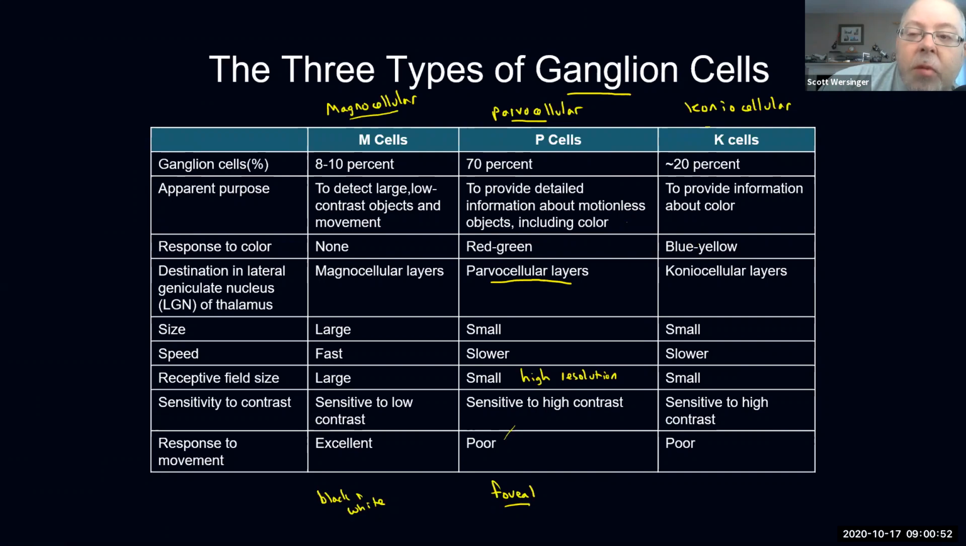Okay. In terms of the exam, you need to know that these exist. And you should have a rough idea about the apparent purpose of each. You don't necessarily need to memorize the entire table, though. Focus on what I highlighted.